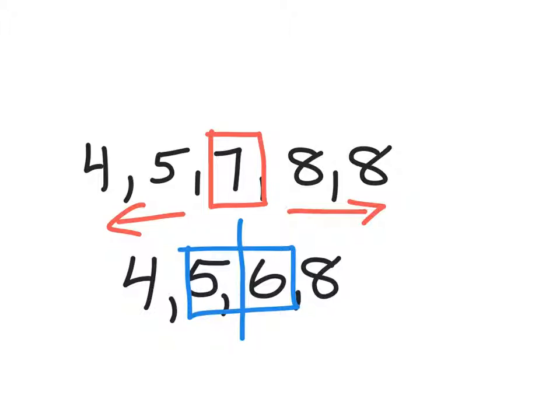Notice when I have an odd number of data pieces, I have an exact number as my median. When I have an even number of data pieces, as in the bottom one, my median will be between two numbers.